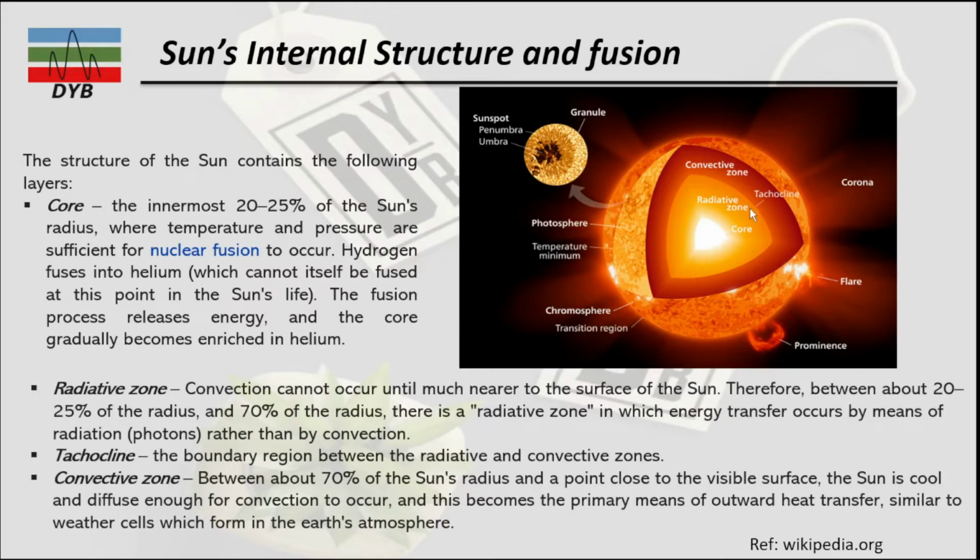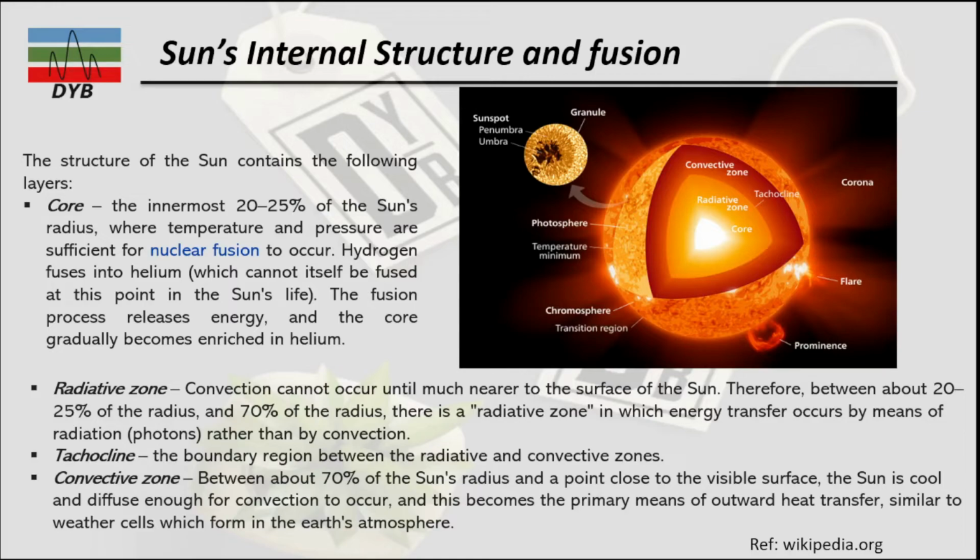Then the second part is the radiative zone, which is this zone we have. In this zone, convection cannot occur until much nearer to the surface of the sun. So between about 20 to 25% of the radius and 70% of the radius, there is a radiative zone in between this radius. In the radiative zone, the energy is transferred by means of radiation photons rather than convection.